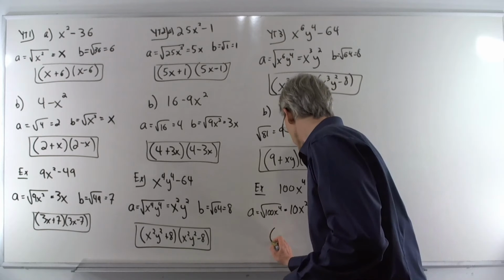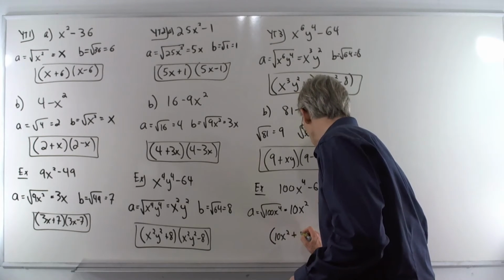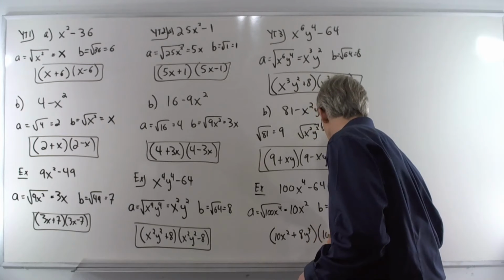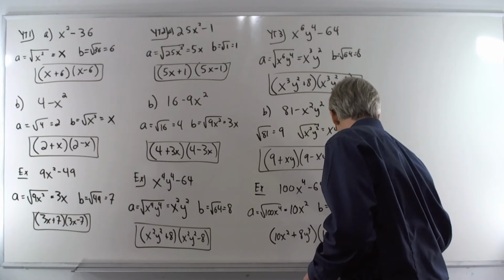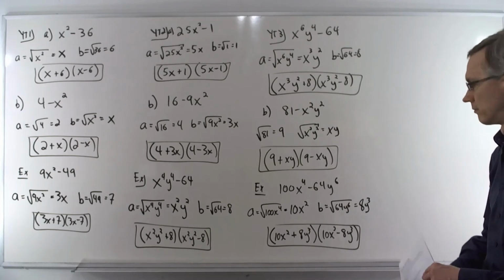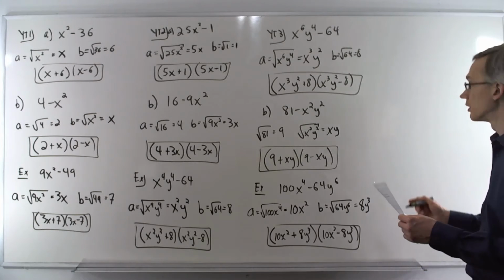I'll plug these into the formula. We get 10x squared plus 8y to the 3rd times 10x squared minus 8y to the 3rd. Your turn number 4.